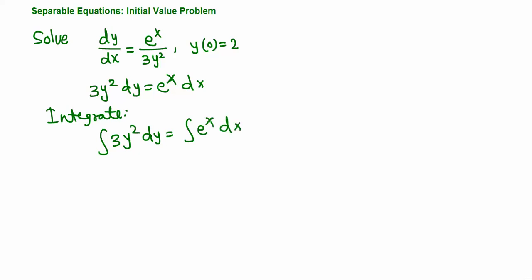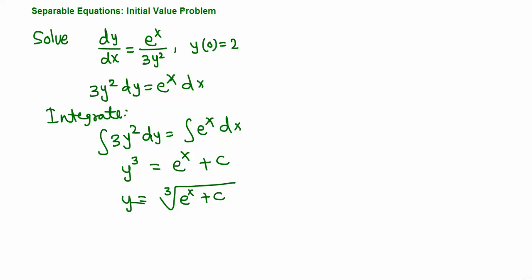Now the antiderivative of 3y squared is just y cubed. You can check the derivative of y cubed with respect to y is 3y squared. This is equal to the antiderivative of e^x, which is just e^x plus c. Now this is cubed, so take the cube root of both sides, and we get y equals the cube root of e^x plus c, where c is an arbitrary constant, so we have infinitely many solutions.